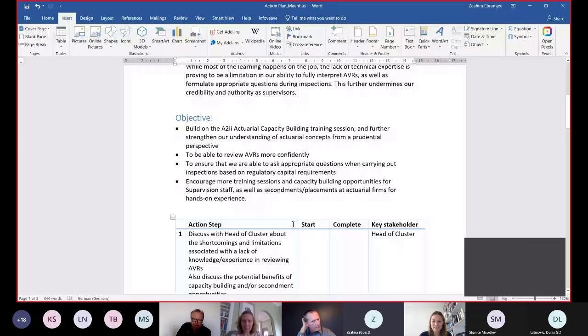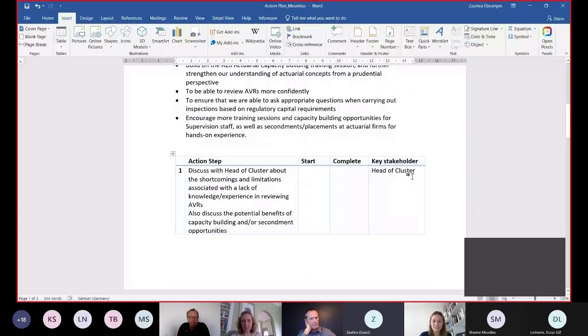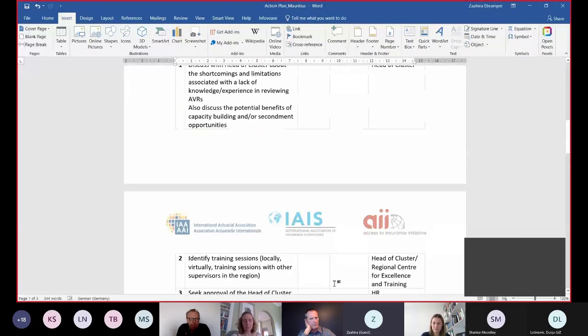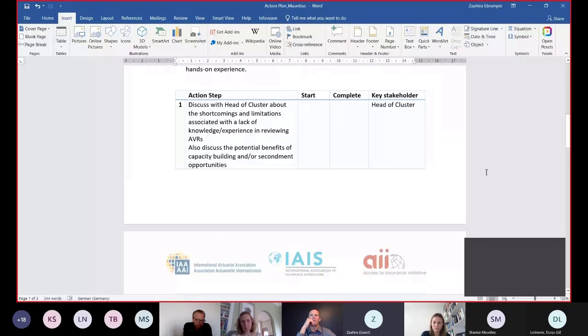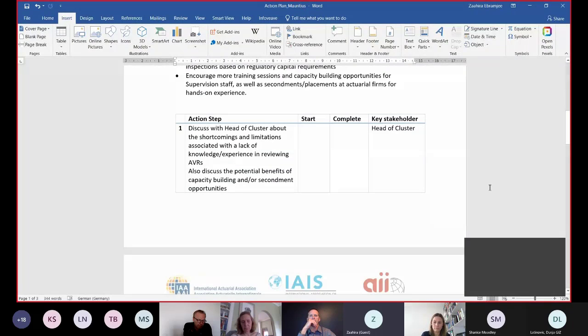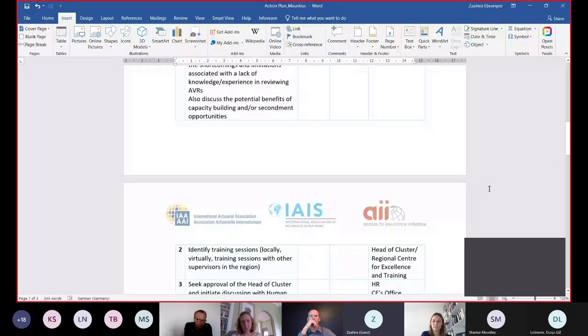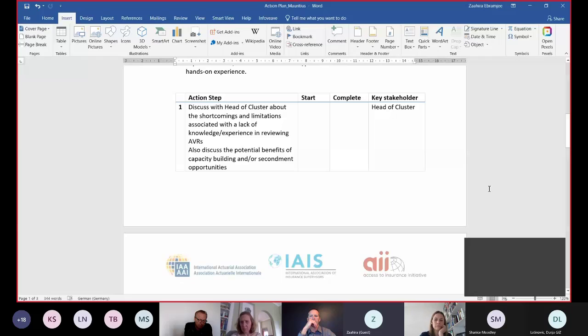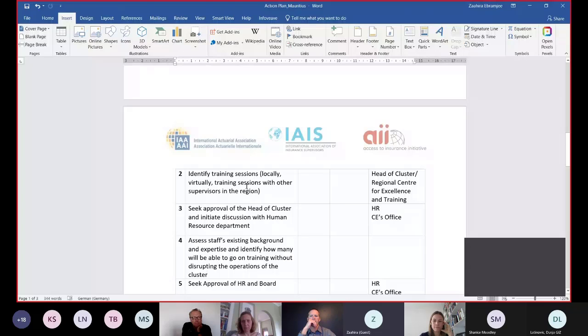Oh, great. Okay, so we've got 5 steps, and they all relate to talking to our head of department, discussing with the head of cluster about the limitations that we have, so the lack of knowledge, the lack of experience, and also highlighting the benefits of doing more training and potentially even doing segments, going on training at perhaps insurance companies or having people come and train us. And then, of course, identifying training sessions, whether it's locally or virtually. The A2II has been fantastic, so we'll definitely be giving them feedback about that.